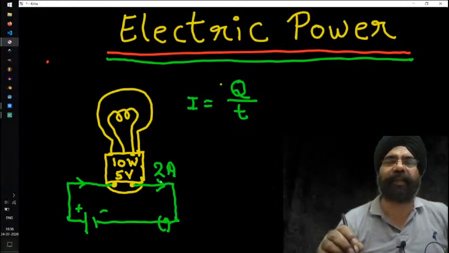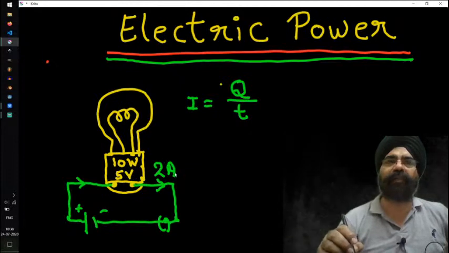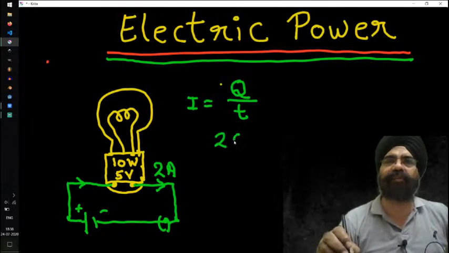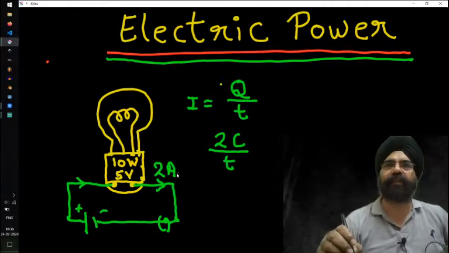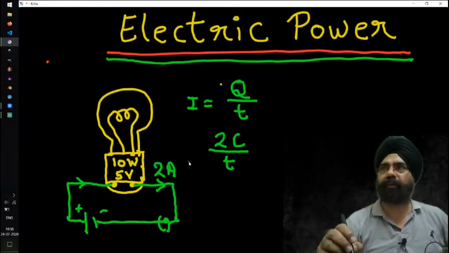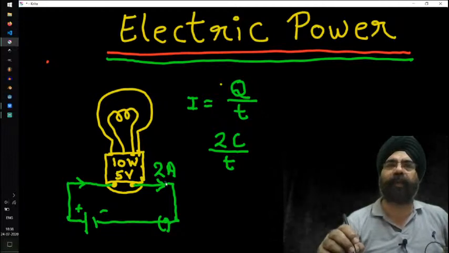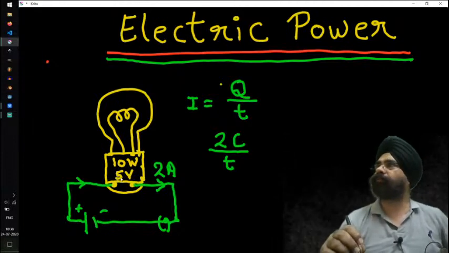So if I say that a current of 2 amperes is flowing, then it means that 2 coulombs charge is flowing through this bulb per second, right? I've written T there, don't worry. 2 coulomb charge, excuse me, which means 2 coulomb charge is flowing through this bulb per second when I have a potential difference of 5 volts, right?